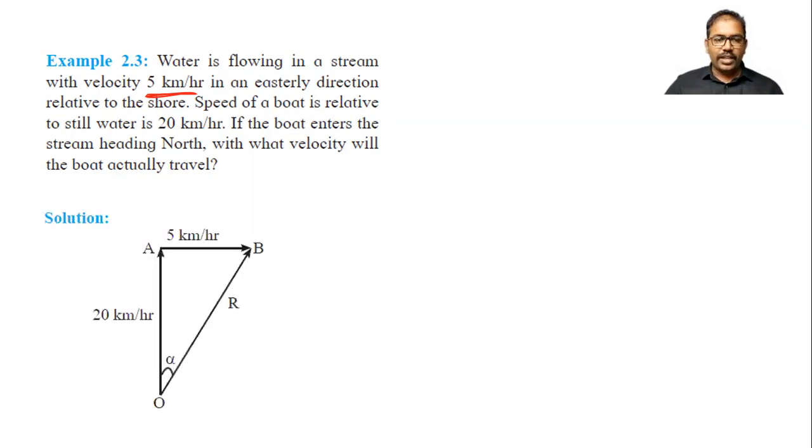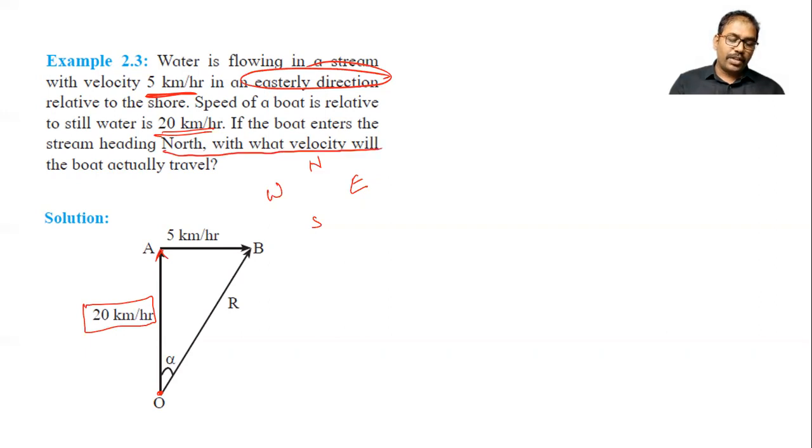Now let's see what is given. You can see a diagram. On paper, you remember this is east, this is west, this is south, and this is north. So the boat started moving in this direction with the speed 20 km/h. If the boat enters a stream heading north, it is heading towards north. With what velocity will the boat actually travel?